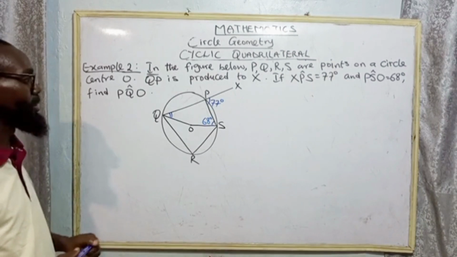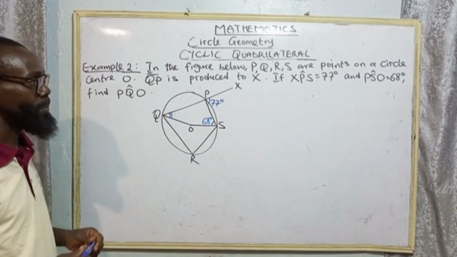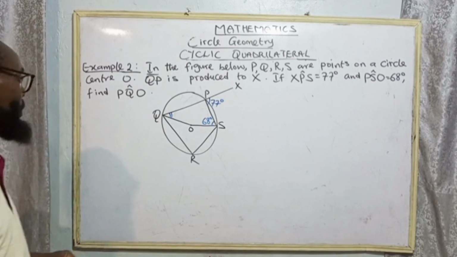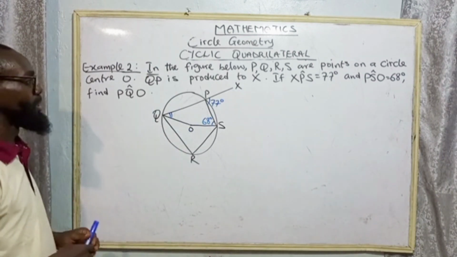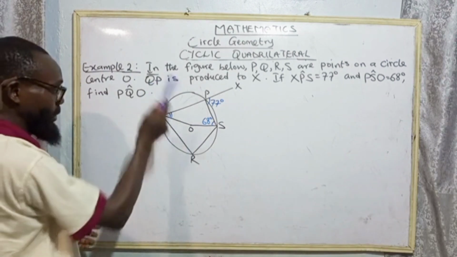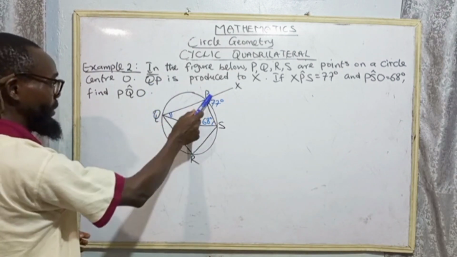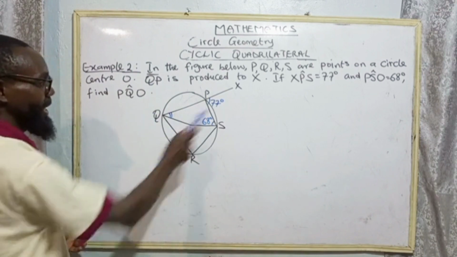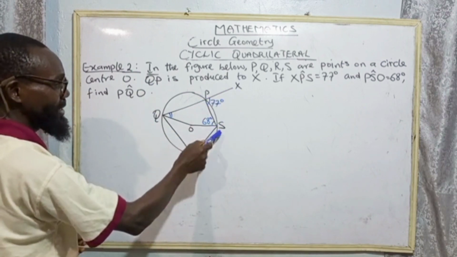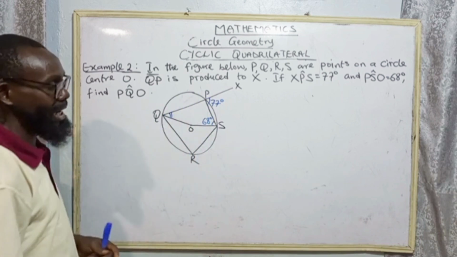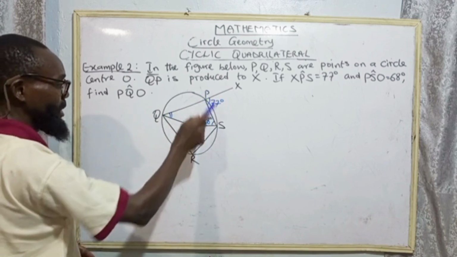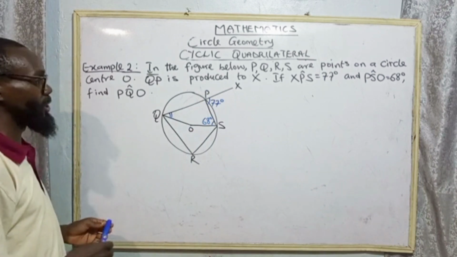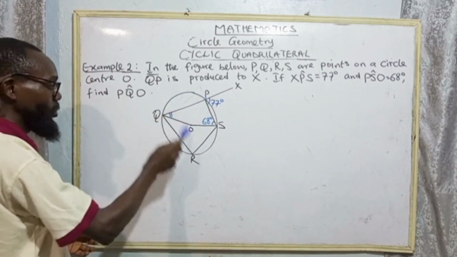Example 2. In the figure below, P, Q, R, S are points on a circle with center O. Line QP is produced to X. If angle XPS is equal to 77 degrees and angle PSO is equal to 68 degrees, find angle PQO. I want to find this angle.